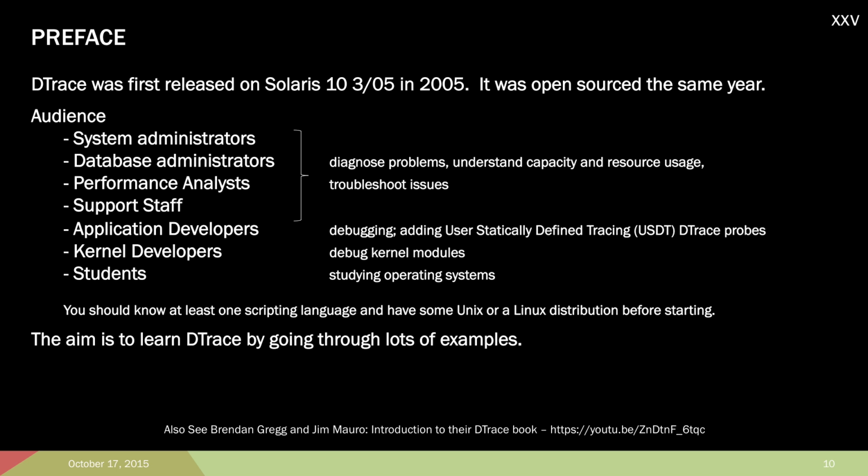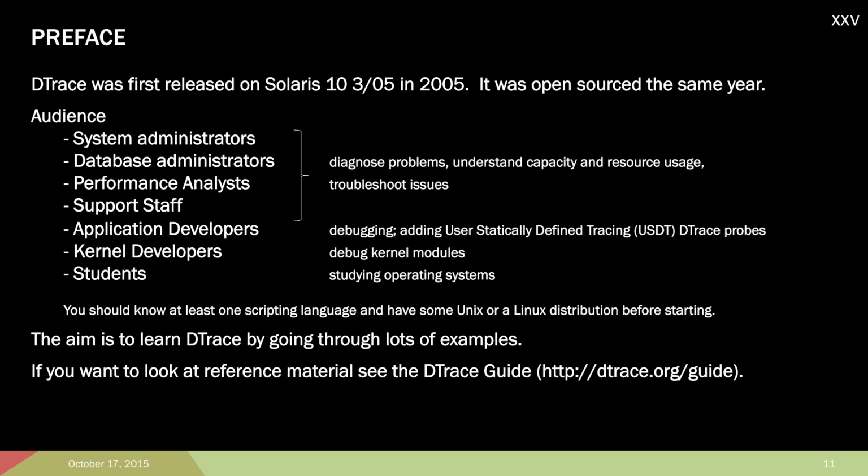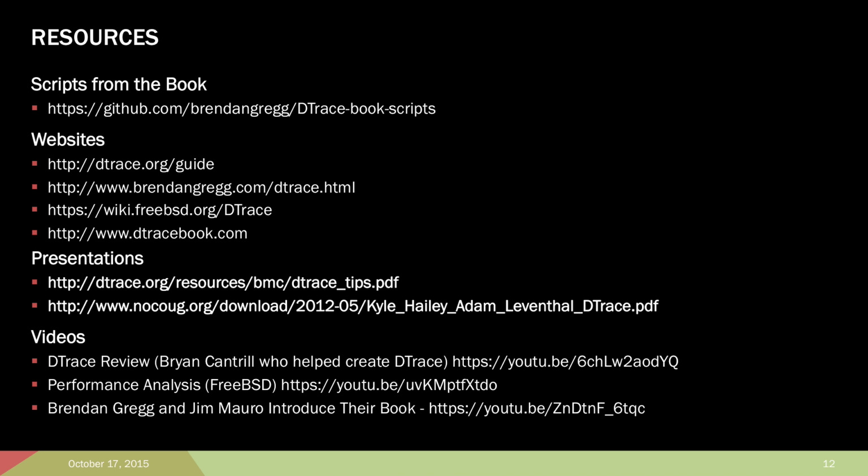The book is quite long and can feel like a reference book in places, but its aim is to teach DTrace by going through lots of examples, more like a cookbook, and to provide guidance on how to debug systems. If you want reference material, see the DTrace guide. There are many other excellent resources on DTrace. To point out a few, the book scripts are available from GitHub, and the DTrace guide is available from dtrace.org.